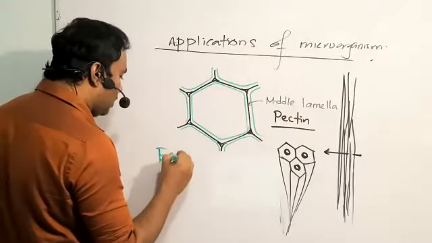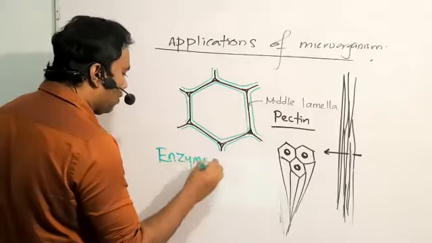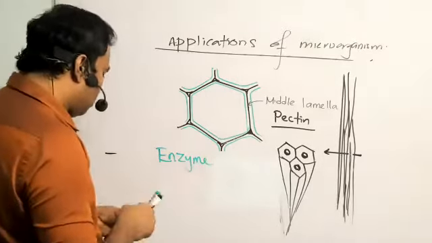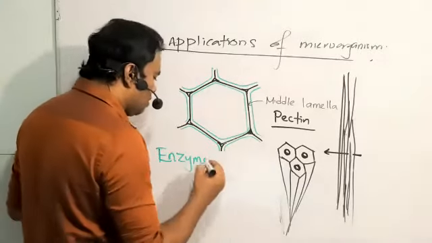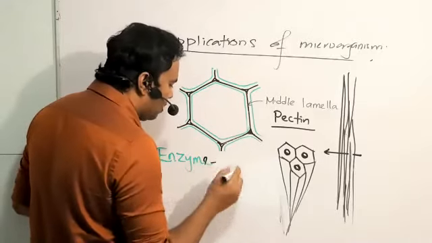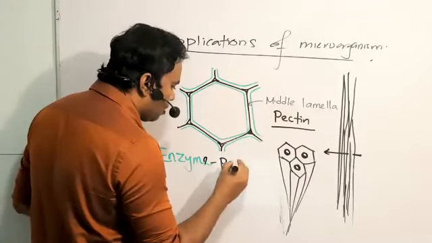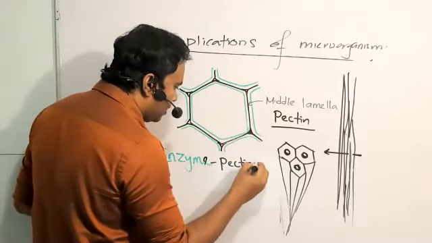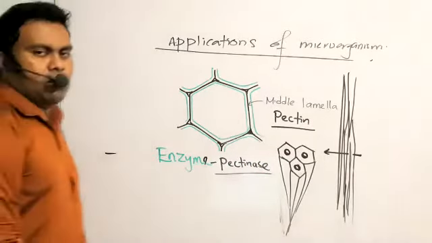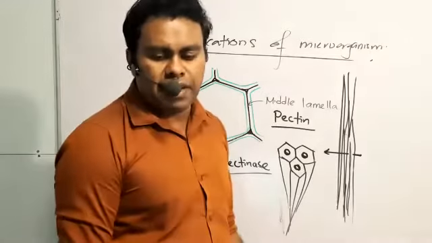So that enzyme is known as enzyme. Enzyme is a protein. Enzyme is a protein produced by organisms. Protein එකක් enzyme. All the enzymes are proteins. That protein enzyme's name is pectinase. Okay. That enzyme is known as pectinase.